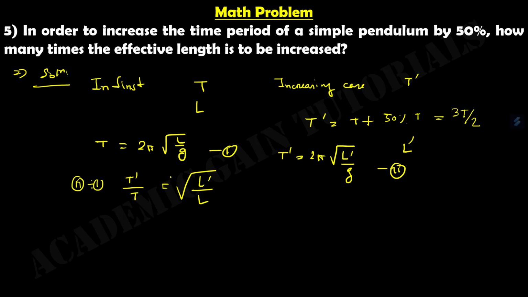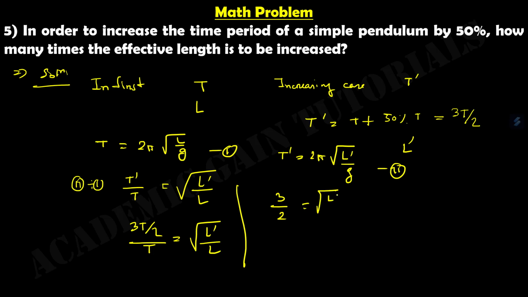Here, if I put in this value of T prime, then I get 3T by 2 by T equals root over L prime by L. So I get 3 by 2 equals root over L prime by L. If I square both sides, then I get L prime by L equals 9 by 4, or the value of L prime will be 9 by 4 L.